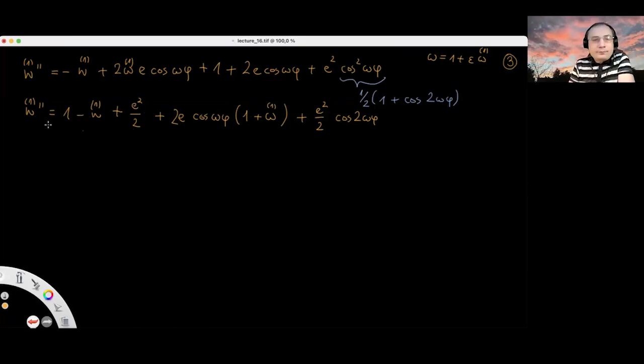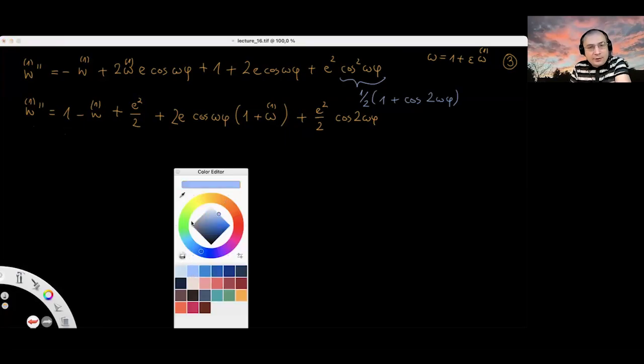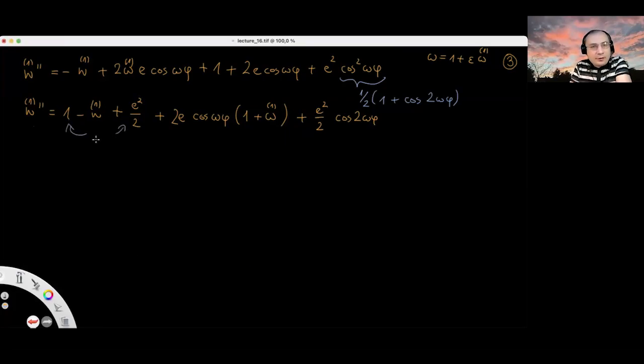Okay. I like this equation written this way because it will be much more clear to understand what is going on. So in general, this is again a linear ordinary differential equation for a harmonic oscillator. So the second derivative of W1 is minus W1 plus a constant term consisting of 1 and omega squared. So let's put here the constant driving force, which displaces the equilibrium point to 1 plus e squared over 2. But then there are two driving terms with two different frequencies. So there's this 2 omega phi driving term.